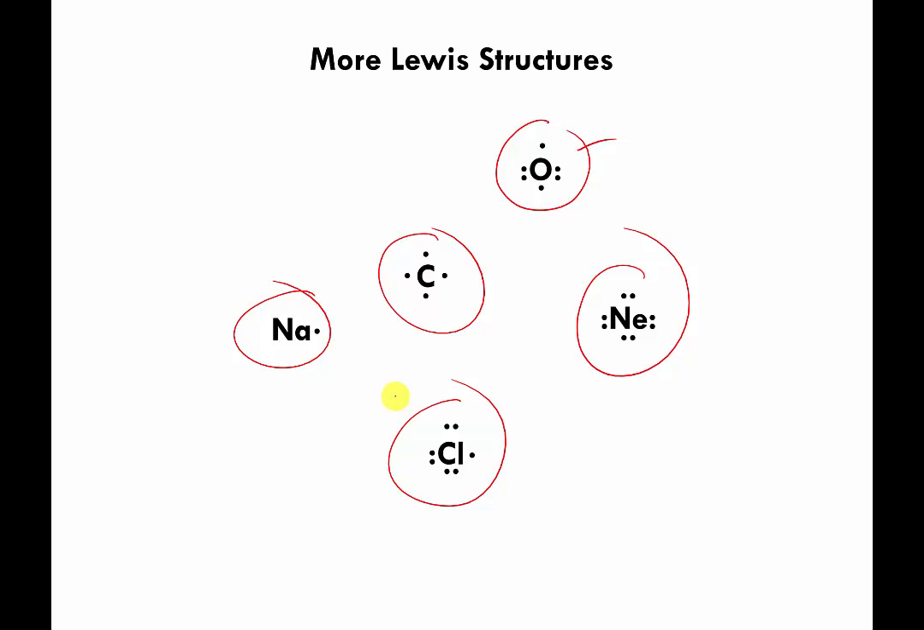So that's all I want you to know about Lewis structures or electron dot symbols, is that you look at them, you count the dots, and that tells you how many valence electrons you have. So that's it for this video.